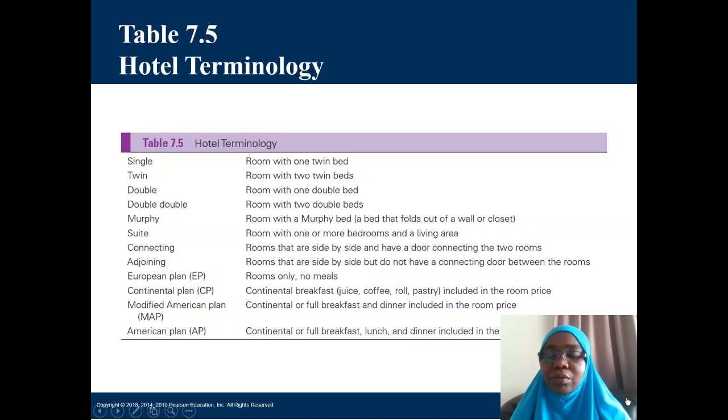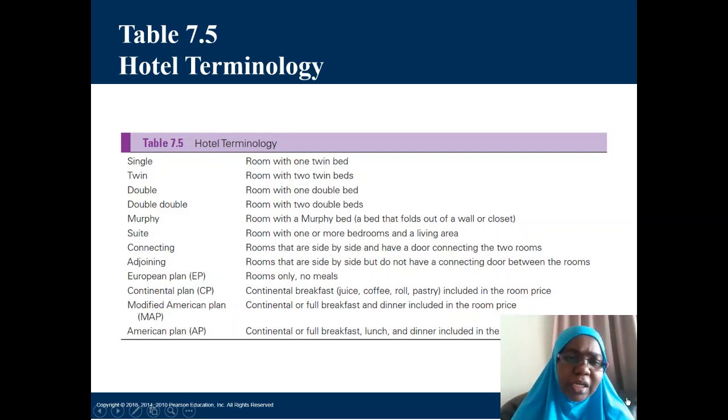Just like it has the room. It could be a room or more rooms, maybe there are 2 or so, and then it will have a living area as well as a room or more. Then we have the connecting. These are rooms that are side by side, and they have a door connecting the 2 rooms. So that's connecting. So all these are terminologies or lexicon that are related to the hotel. Sometimes they are industry wide, right? Like they are used across the industry. Some are particular to the company itself. They are particular to certain companies.